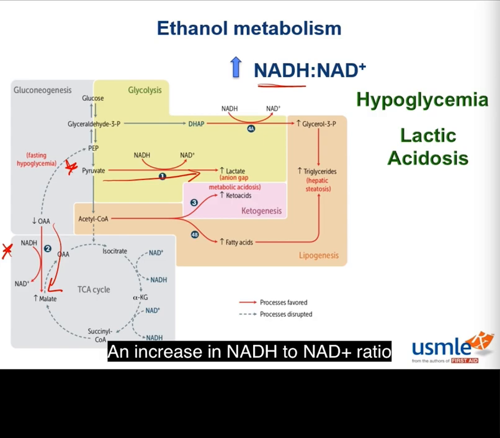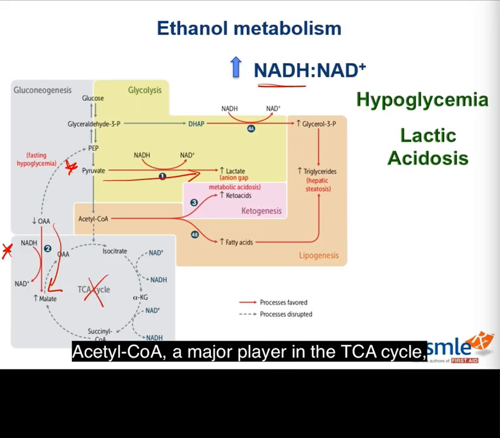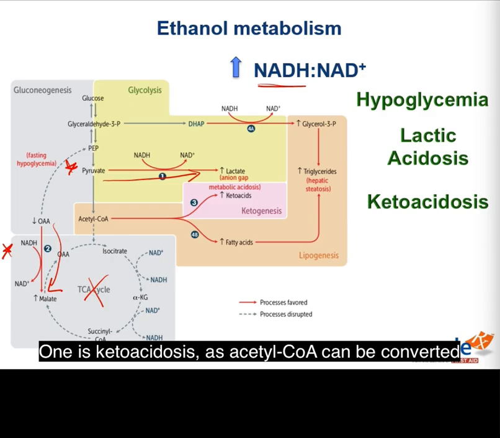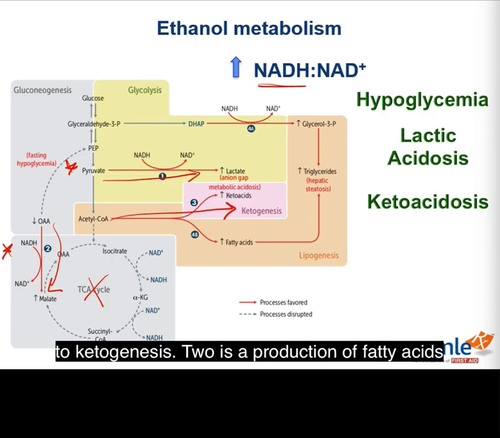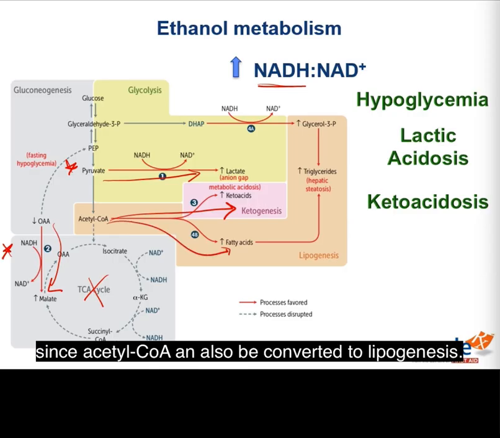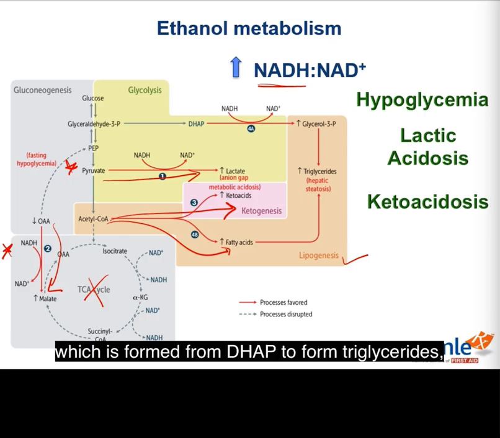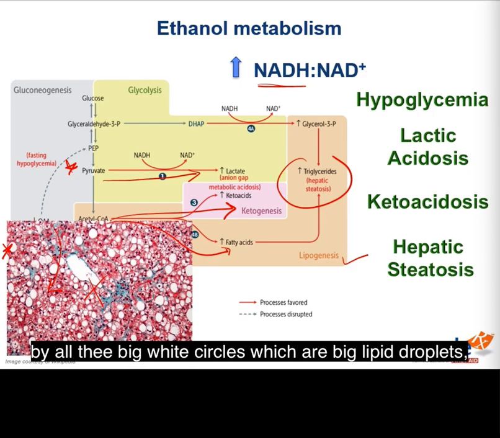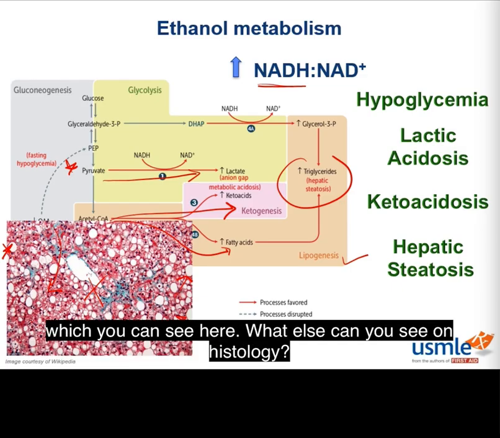An increased NADH to NAD ratio also disfavors the TCA cycle. Acetyl-CoA, a major player in the TCA cycle, is then diverted away from the Krebs cycle, and this results in two things. One is ketoacidosis, as acetyl-CoA can be converted to ketones via ketogenesis. Two is the production of fatty acids, since acetyl-CoA can also be used for lipogenesis. The fatty acids can combine with glycerol, which is formed from DHAP, to form triglycerides, and this causes hepatic steatosis, or a fatty liver. You can recognize this on a liver section by all these big white circles, which are big lipid droplets, which you can see here.